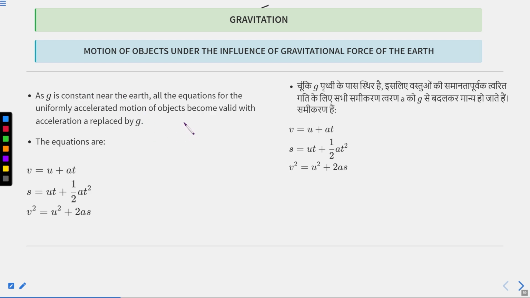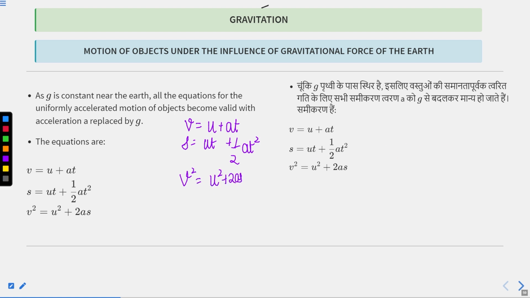So in this we know the three equations of motion. The three equations of motion are V equals U plus AT, S equals UT plus half AT square, and the third is V square equals U square plus 2AS.